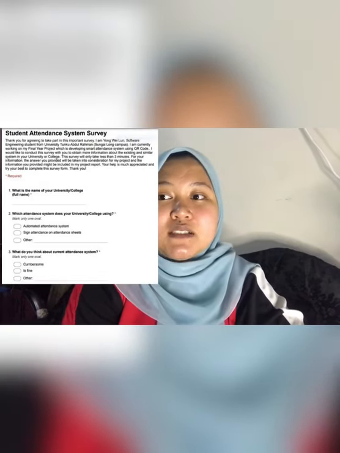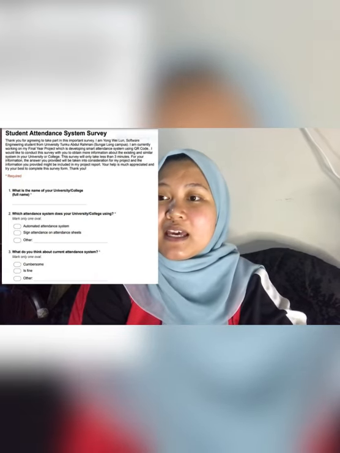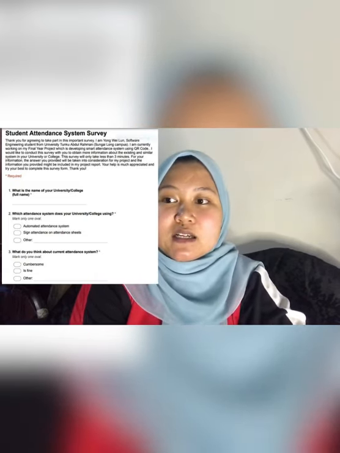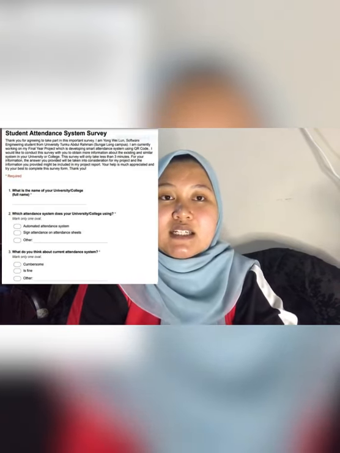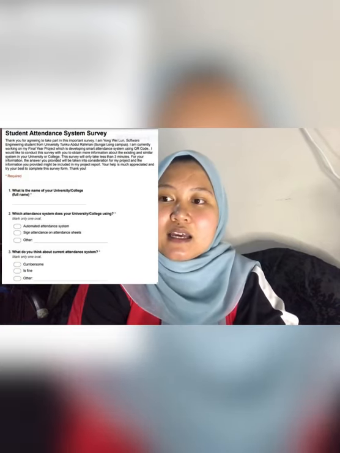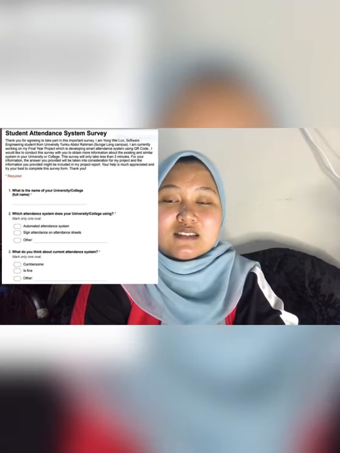Okay, next I made a questionnaire. Here I put some questions for students to respond to, to see their responses about my project. The first question: what is the name of your university college? That is just a basic question. And number 2: which attendance system does your university college use? Meaning whether the college uses an automated attendance system or signing attendance on an attendance sheet.